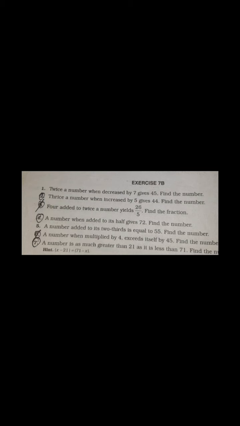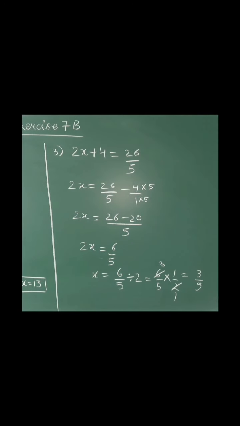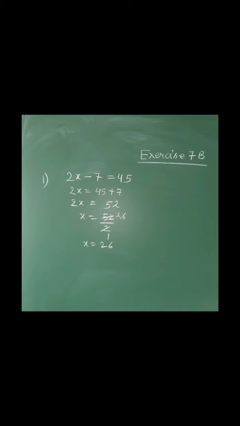So in question number 1, we don't know which number it is. So we will take it as x. So twice a number means 2x. Now decreased by 7 means 2x minus 7 is equal to 45. So find the number. How will we solve this question? To solve this question, we will proceed like this. I'm showing you the solution of this question. So 2x minus 7, this is the solution of the question.